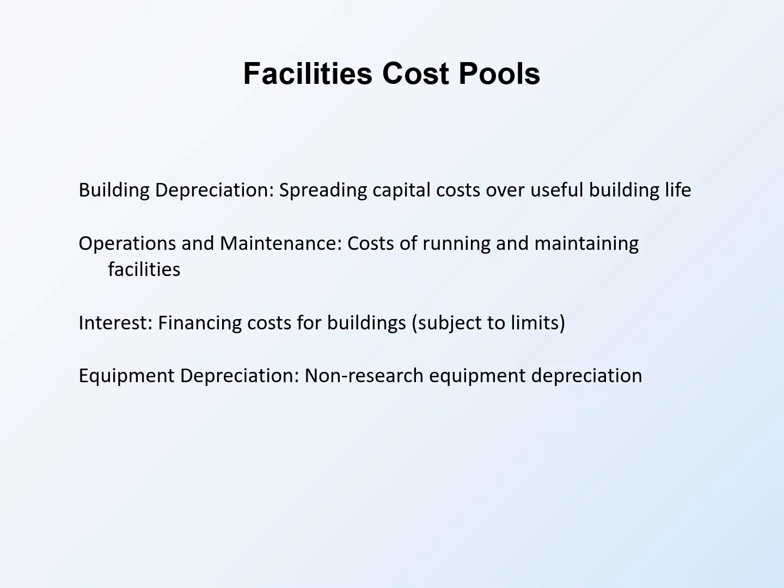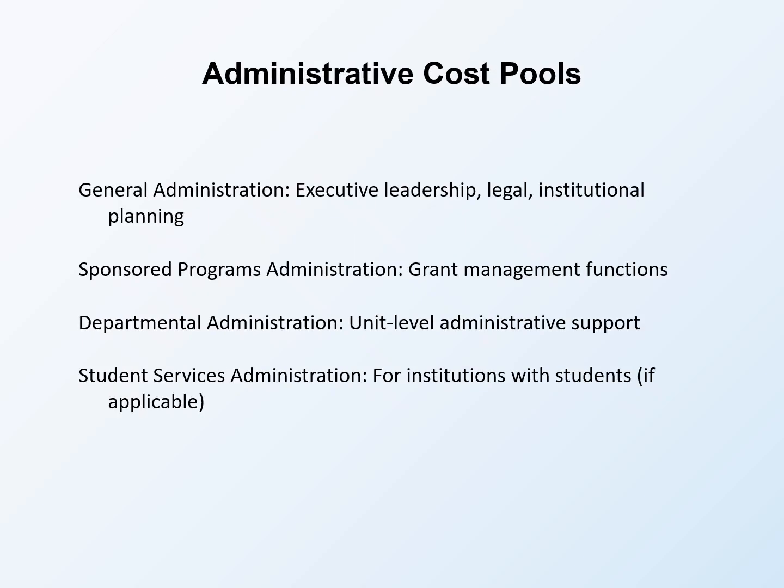Equipment depreciation for non-research equipment may be included. Equipment like office furniture, computer systems for general use, and facilities-related equipment gets depreciated over its useful life. Note that research equipment purchased with grant funds is typically not included in this pool since it is charged directly to grants. Administrative costs represent the other major component of indirect costs.